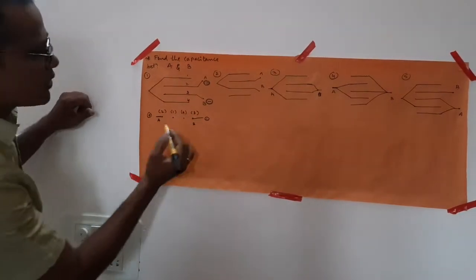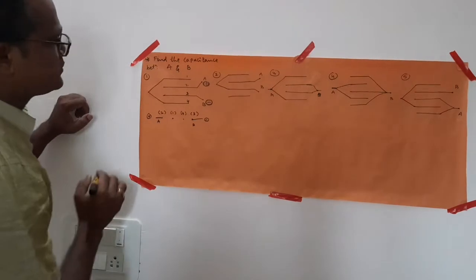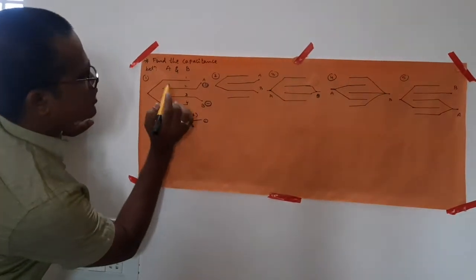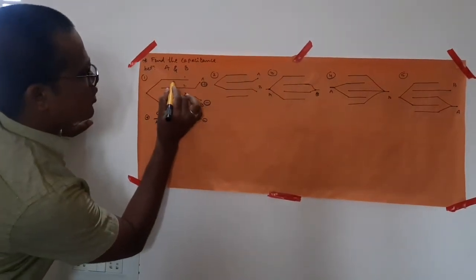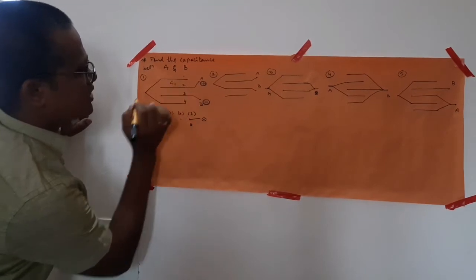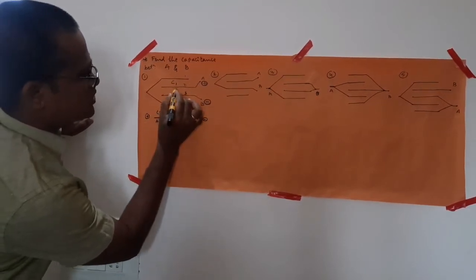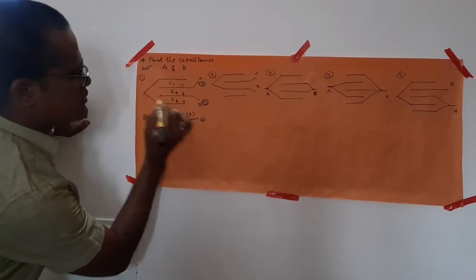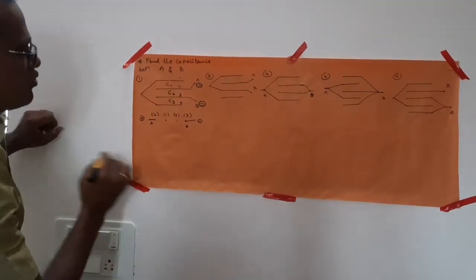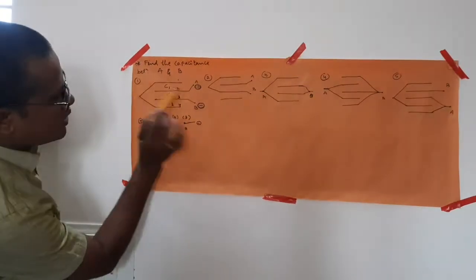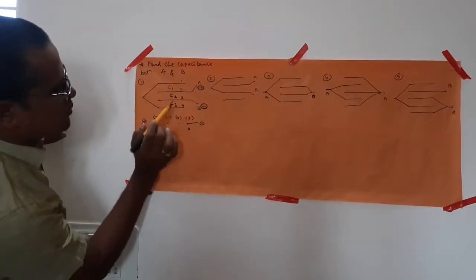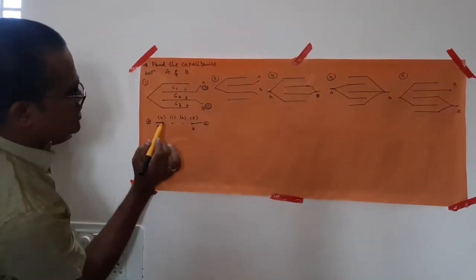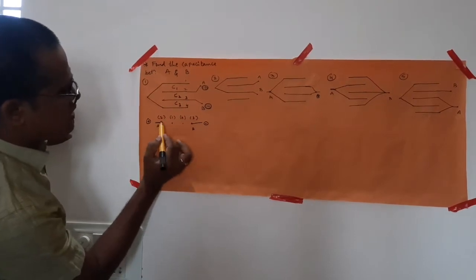Now I'll go on to place the capacitors. Between 1 and 2, whatever capacitor is forming, I'll call it C1. Between 2 and 3, the capacitor forming, I'll call it C2. And between 3 and 4, the capacitor forming, I'll call C3. Now let me go for placing the capacitors. Between 1 and 2 plates, where is 1? Here is 1 and 2.